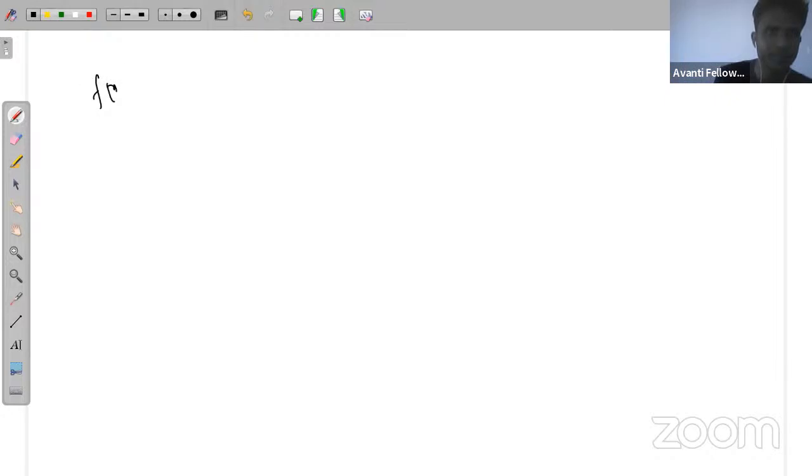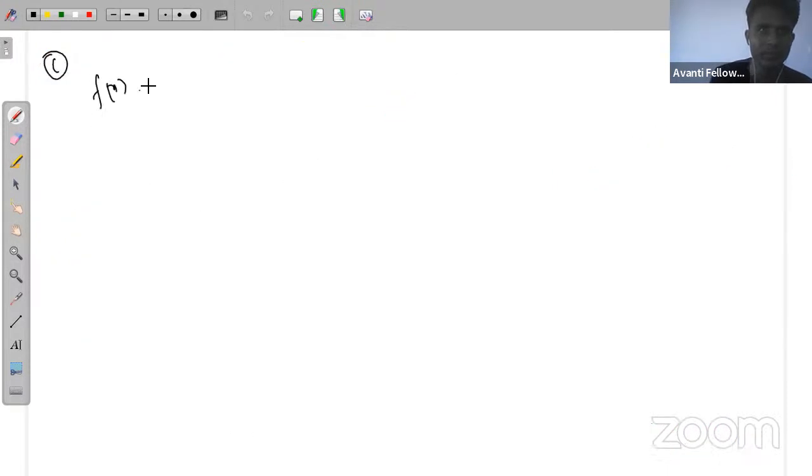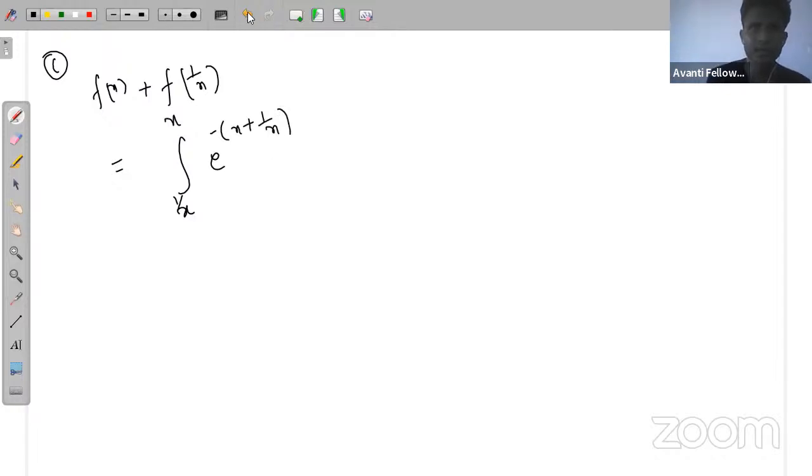We have to verify option C, because 1 and 2 we have completed. Now C and D. So if f of x plus f of 1/x, we have to find. So f of x is integration from 1/x to x of e to the power minus x plus 1/x, that means basically t.